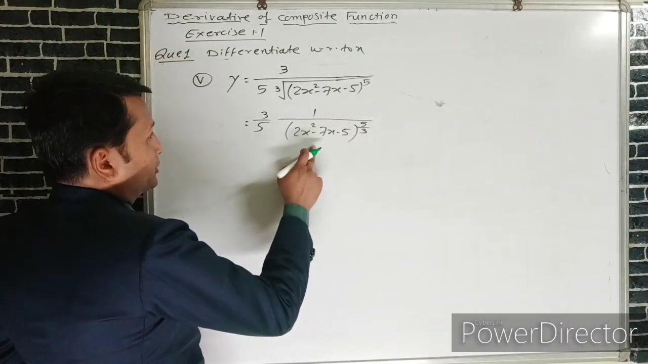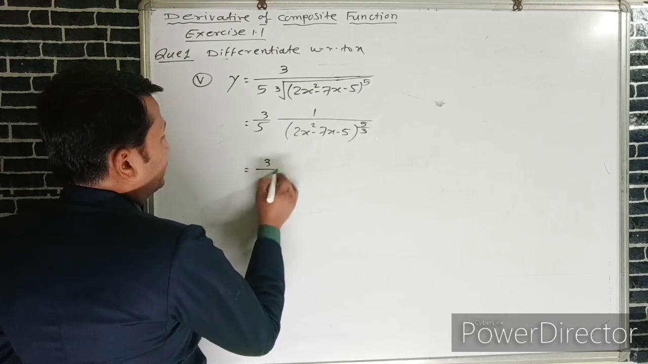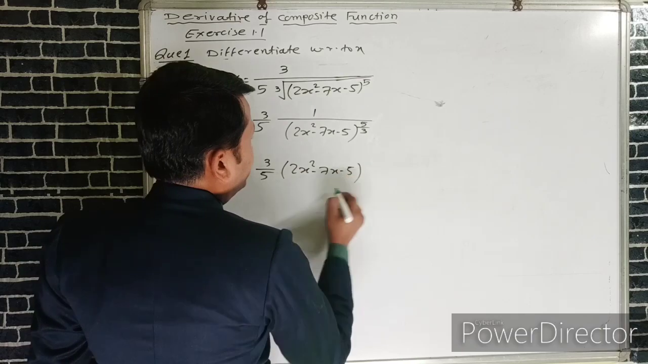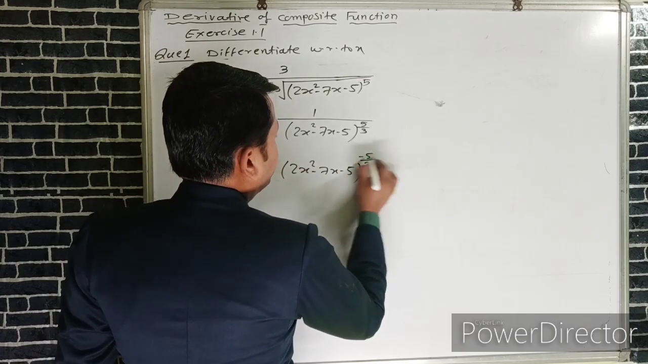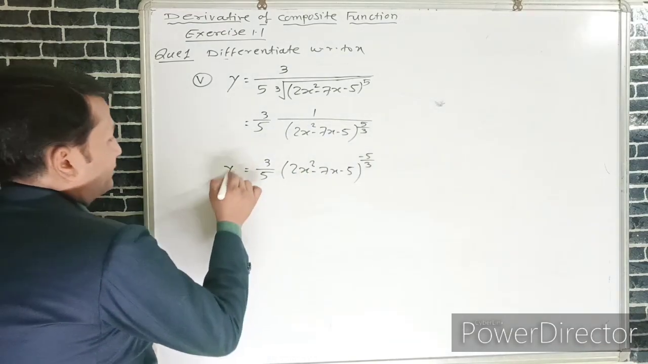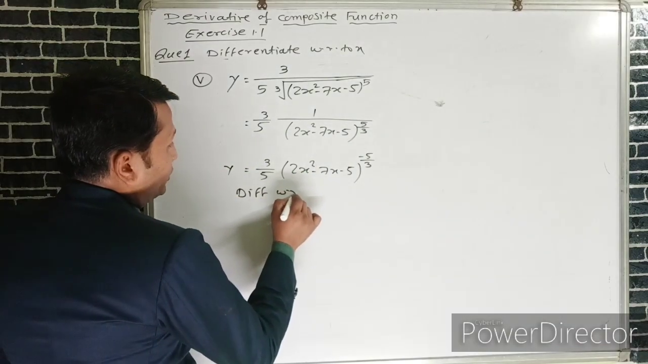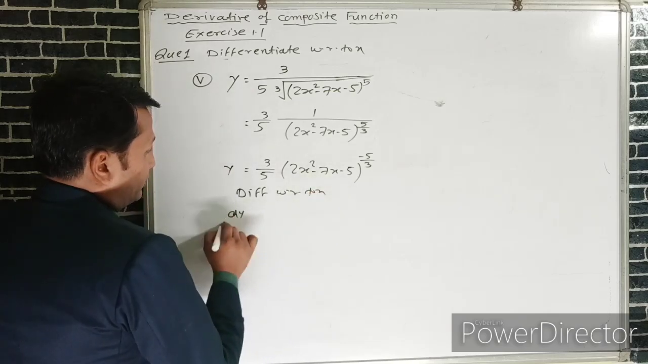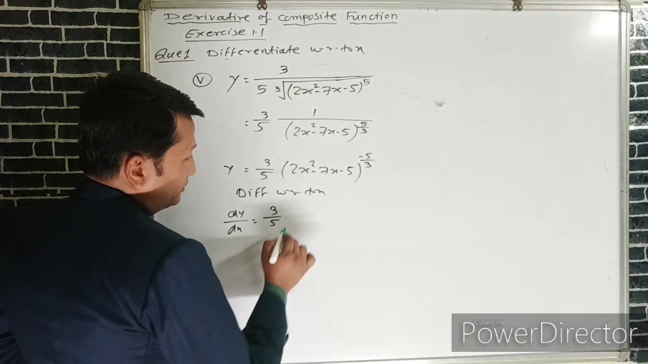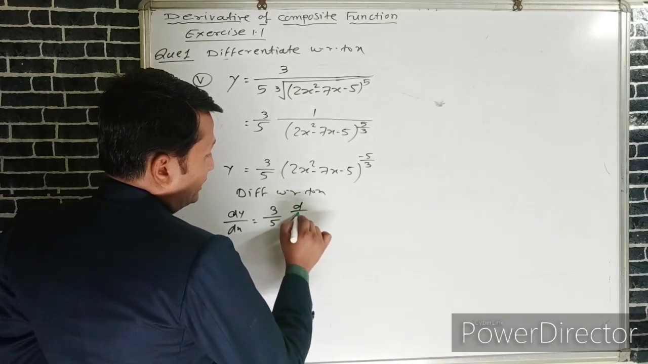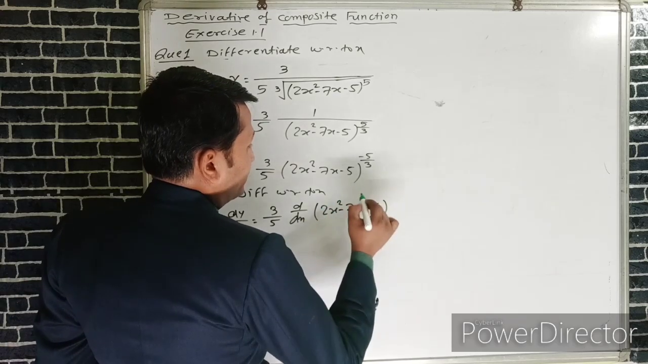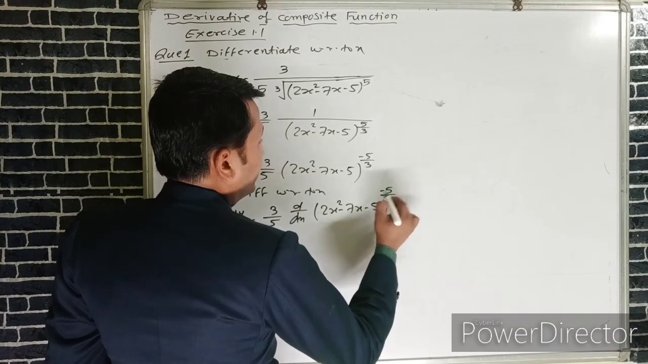If we take this function in the numerator, then we can write again (2x² − 7x − 5) whole raised to the power −5/3. After differentiating with respect to x, the derivative of y is dy by dx. 3 upon 5 is a constant, and we take the derivative of (2x² − 7x − 5) whole raised to the power −5/3.